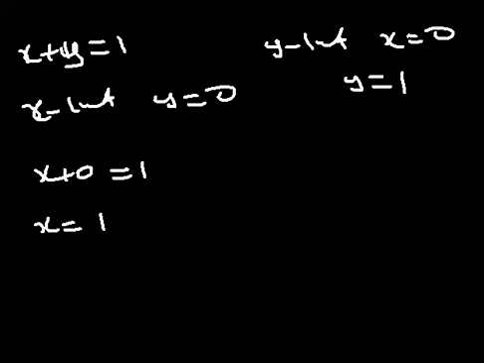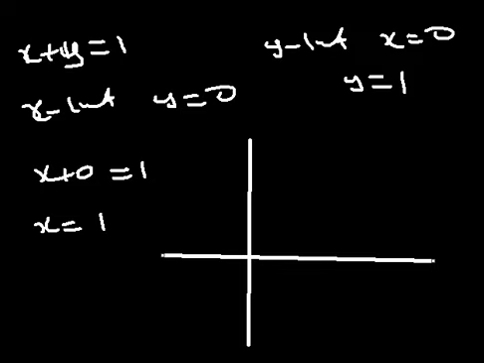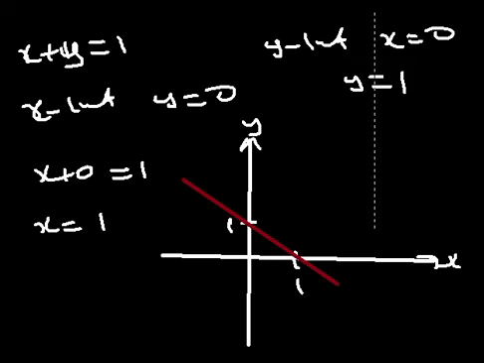So what is the graph if we sketch that? This is the y-axis, this is the x-axis. This is 1 on the y-axis, and the x-intercept is 1 as well. So the graph will have the line like this. That's the graph of interest.